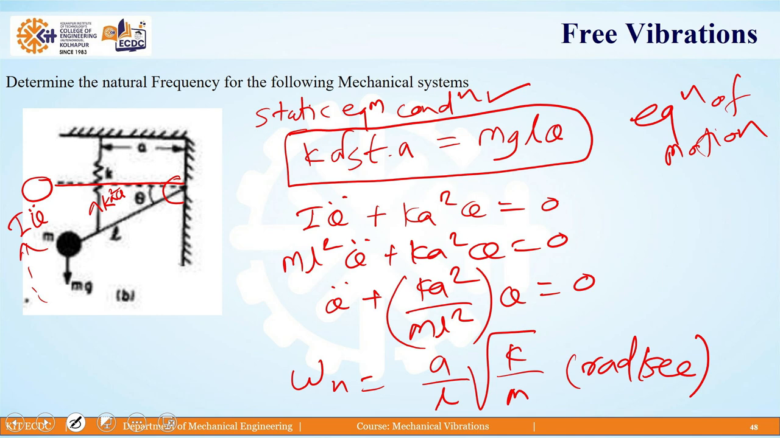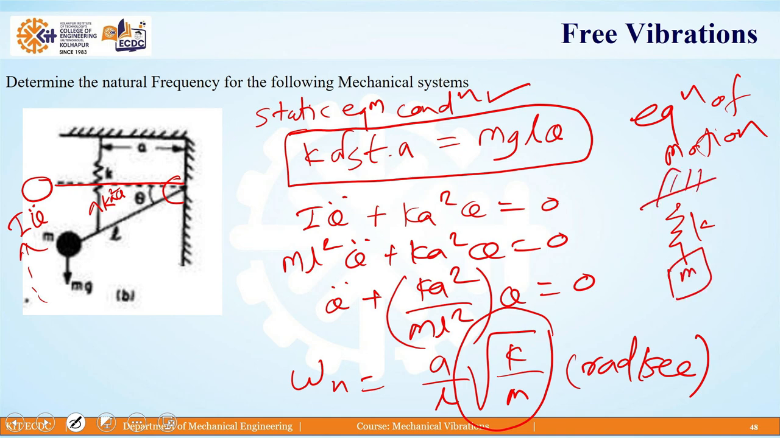So you can see here, the natural frequency for a pendulum attached to a spring comprises the term under root of k by m, which is the natural frequency of the spring mass system, multiplied by a factor due to the spring's attachment at A to the pendulum and the length of the pendulum L. So by that much it is going to get multiplied.